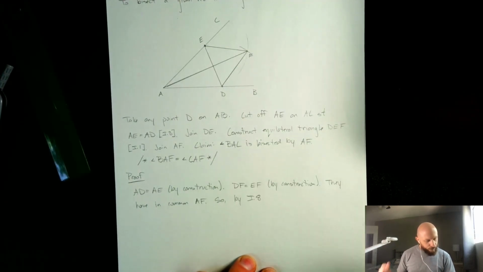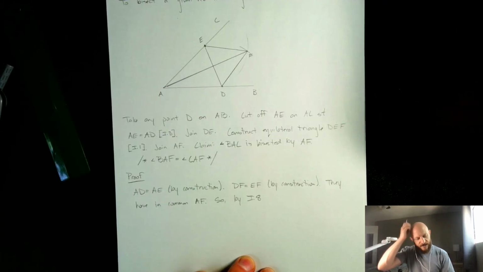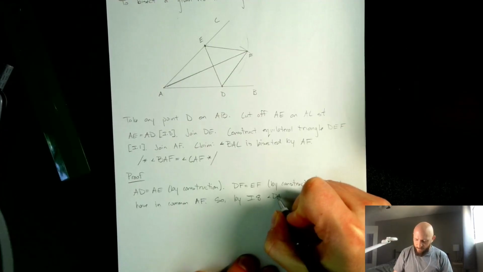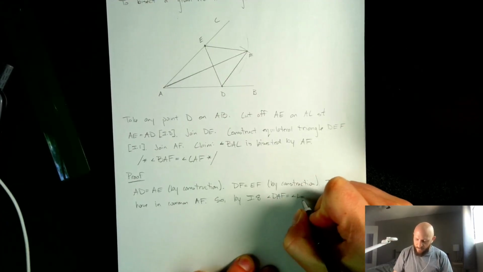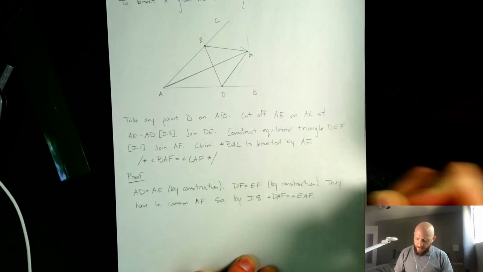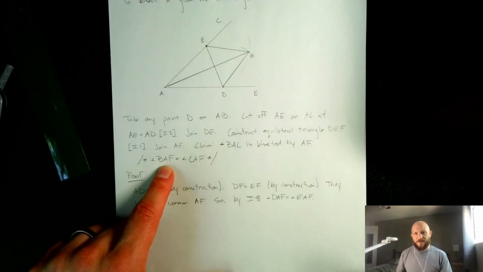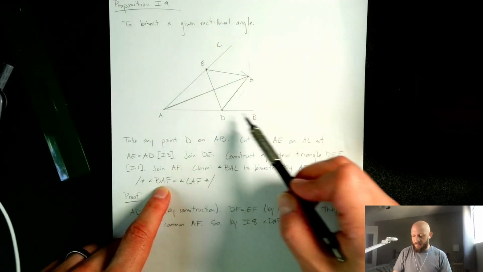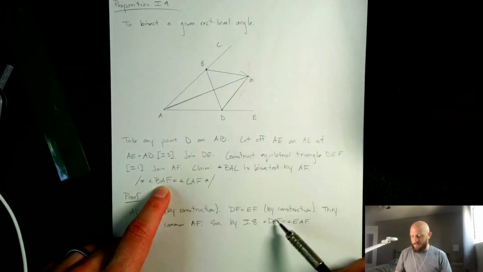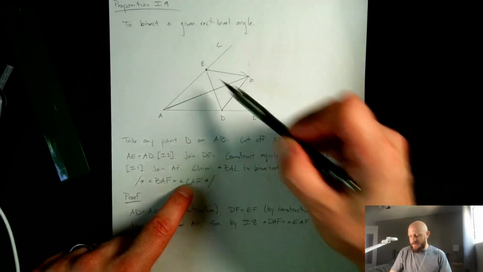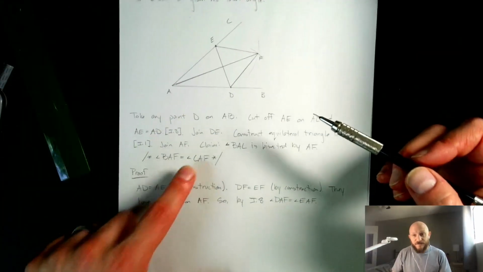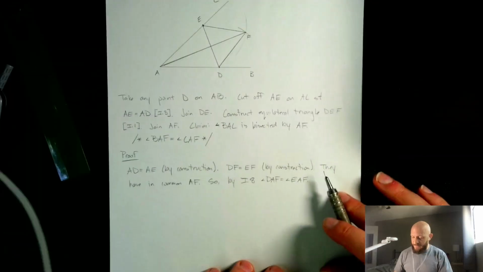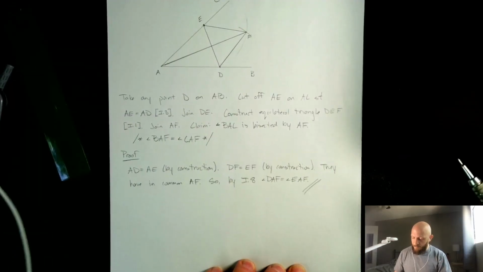But moreover, by proposition 8, we get that angle DAF equals angle EAF, which is the same thing, right? Because D lies on the same line as B, so BAF and DAF are the same thing. Same with E and C. EAF and CAF are the same angle. And that's it. Boom. We've proved it.